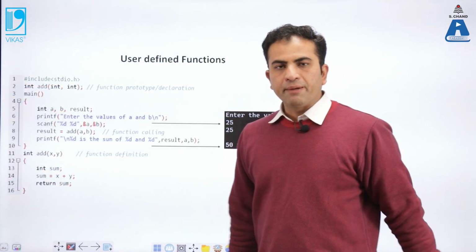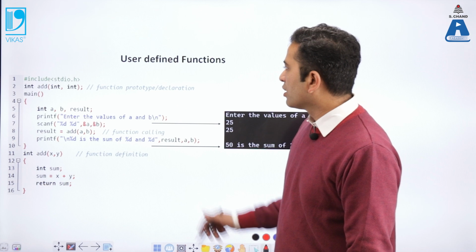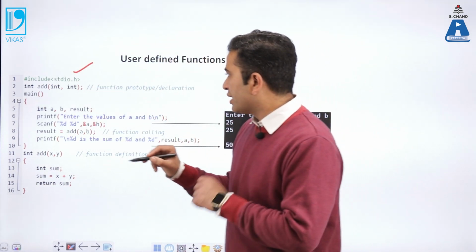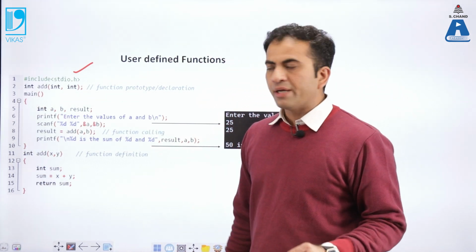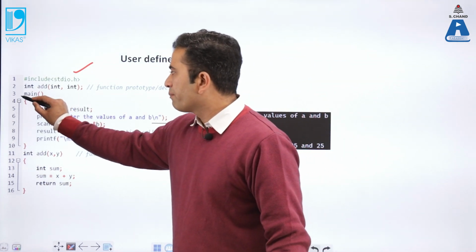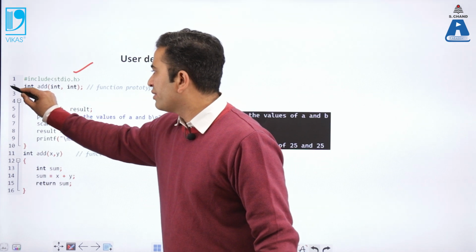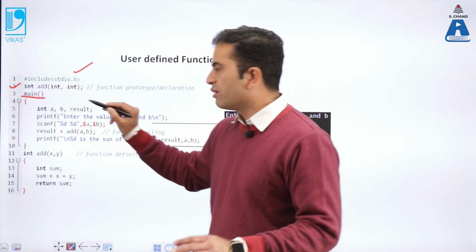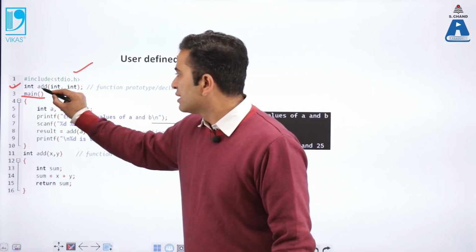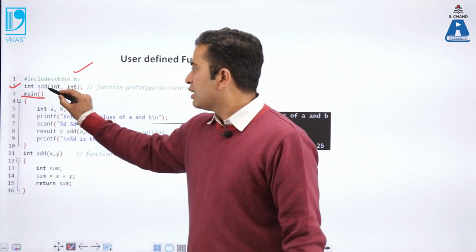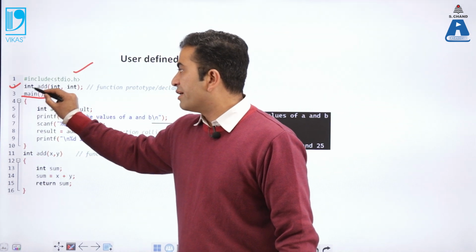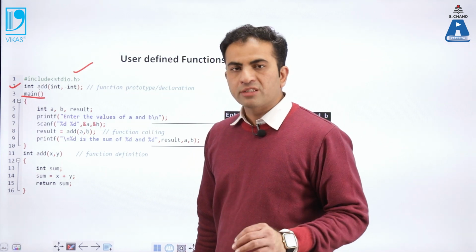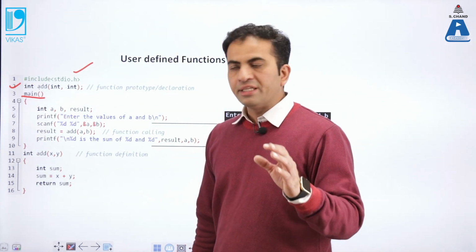So here is an example of a user defined function. #include <stdio.h> header file. Function declaration, or you can say function prototype, is always outside the main. That's why we have declared here int add(int, int). Now what is the meaning of this prototype? The meaning is, add is the name of a function which has a return type int. That means this add function will return only an integer value.